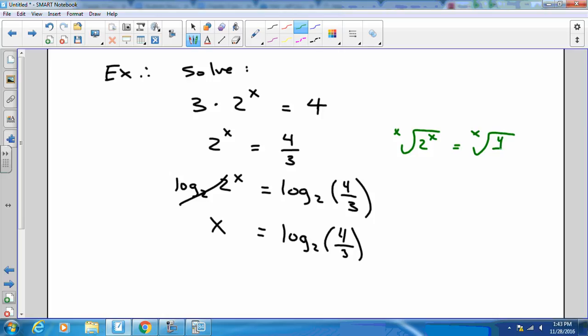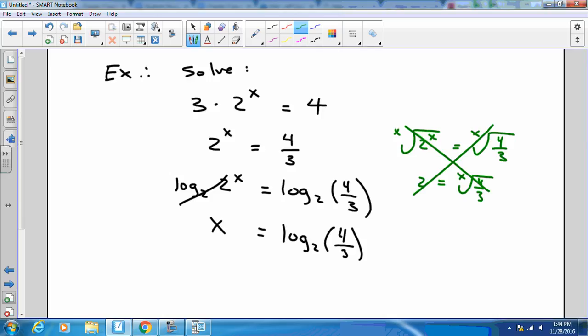And when you did, you would not solve for x, but instead you would find 2 is equal to the xth root of 4/3, which doesn't tell you anything about x. It's a true statement, but it's not helpful. You see? So notice that a log is really different from a root.